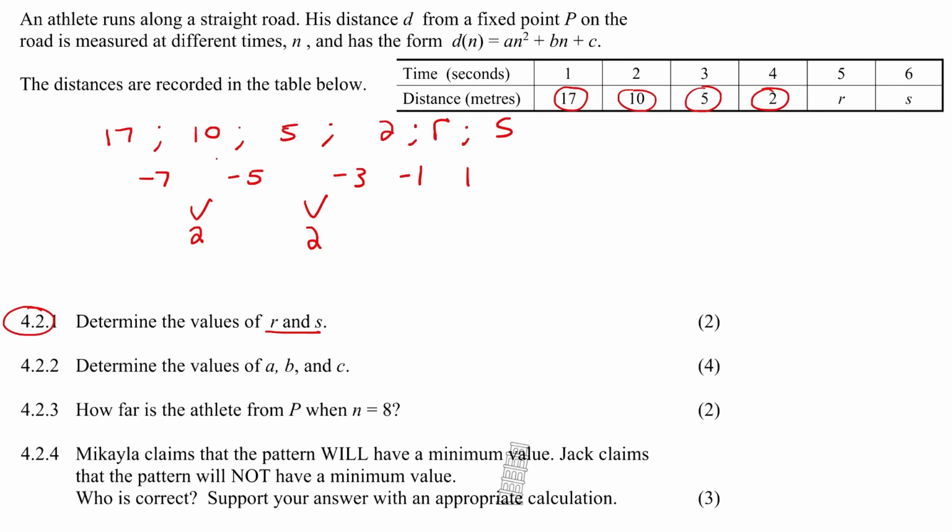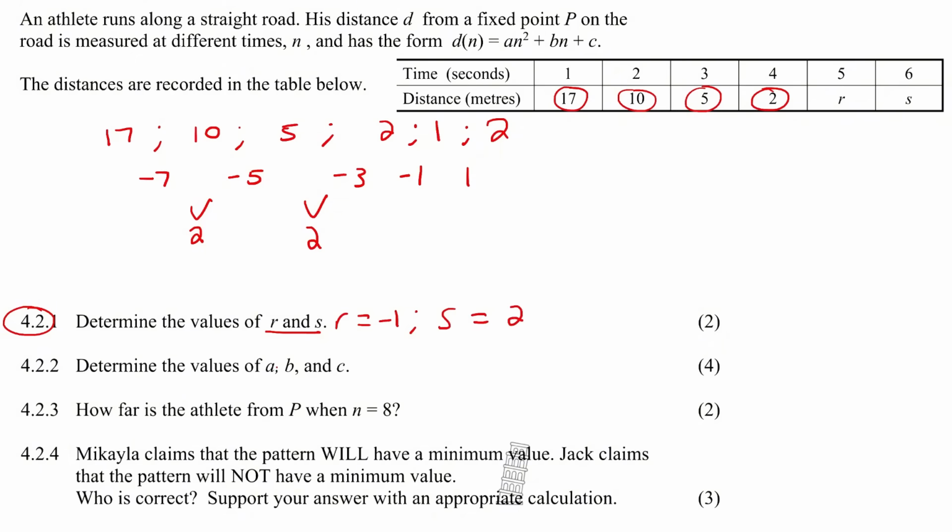Okay, now if you look at the 17, and then if you add negative 7, it becomes 10. So because you're adding a negative number, you're subtracting. 10 add negative 5 gives you 5. And then if we keep going, 5 add negative 3 gives you 2. Now 2, if you add negative 1, you would end up getting 1. And then 1, if you add 1, you end up getting 2. So R is going to be minus 1, and S is going to be 2.